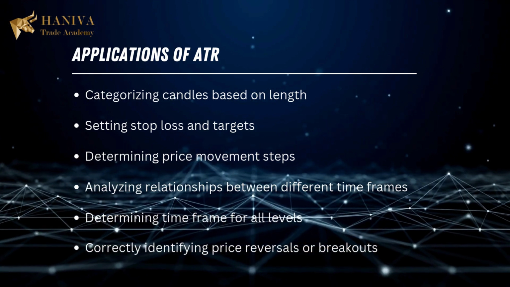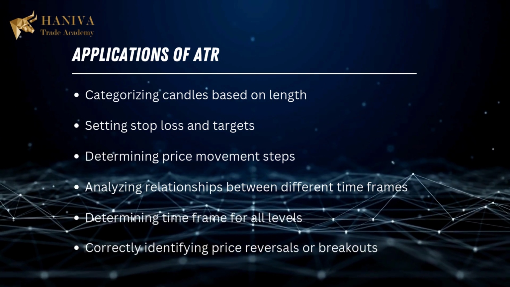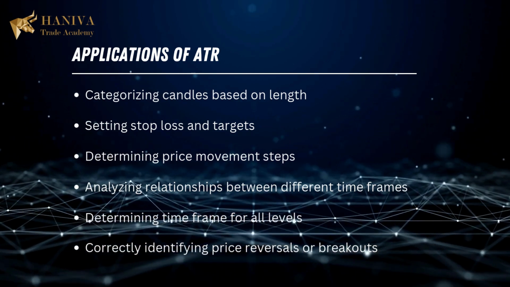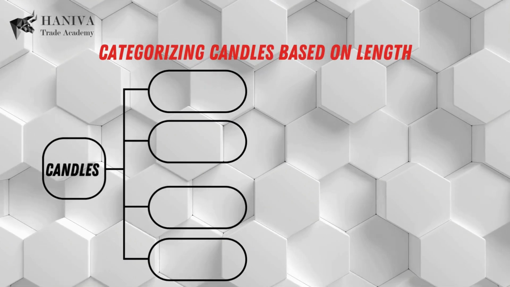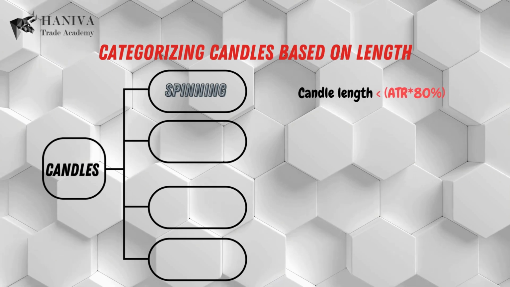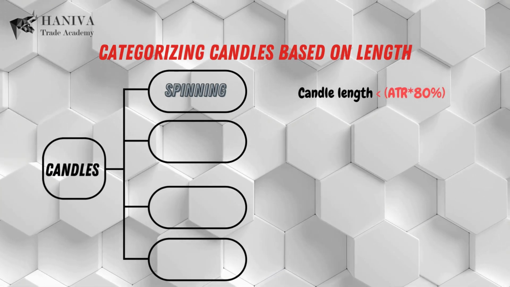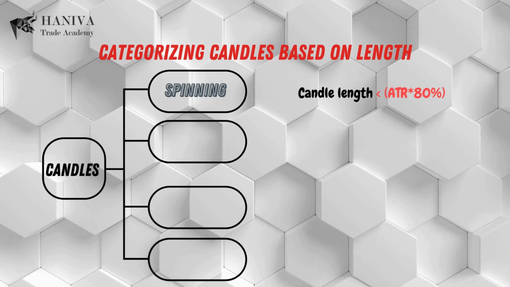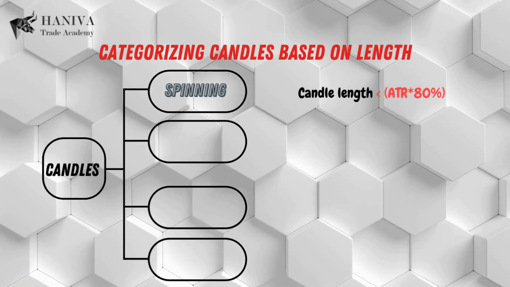To prevent the video from being too long, we will only explain the first application of this indicator, which is categorizing candles based on it. Candles are divided into 4 categories based on length. Spinning candle. If the length of the candle is less than 80% of the ATR, it is considered a spinning candle. Spinning candles usually form during market rest times when the price has little energy for movement.